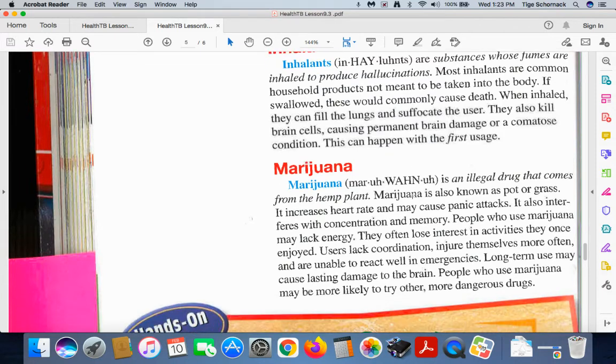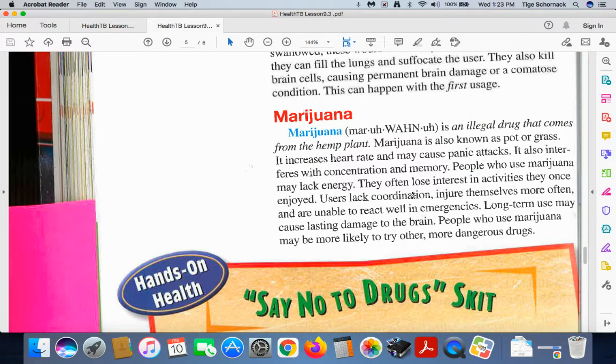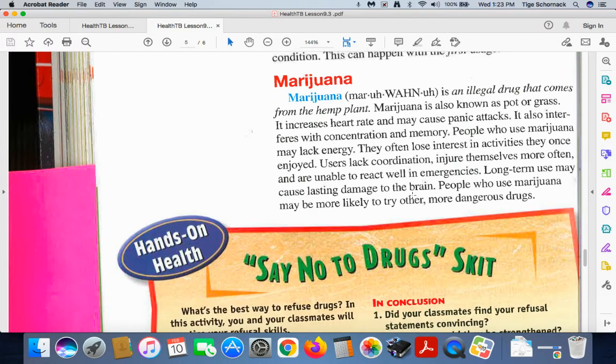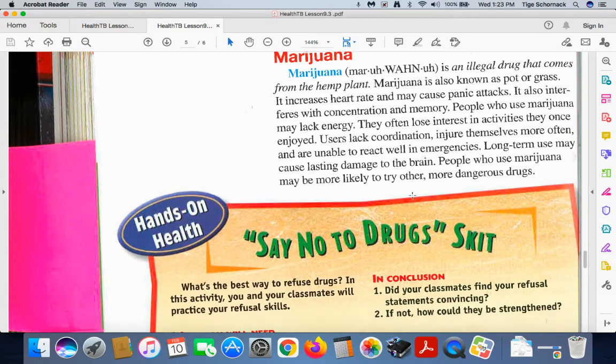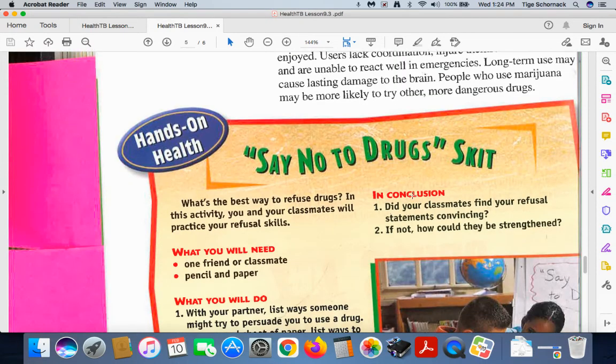Marijuana. Marijuana is an illegal drug that comes from a hemp plant. Marijuana is also known as pot or grass. It increases heart rate and may cause panic attacks. It also interferes with concentration and memory. People who use marijuana may lack energy. They often lose interest in activities they once enjoyed. Users lack coordination, injure themselves more often, and are unable to react well in emergencies. Long-term use may cause damage to the brain. People who use marijuana may be more likely to try other more dangerous drugs.